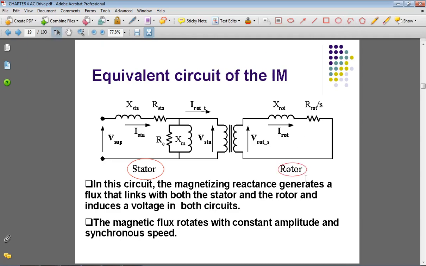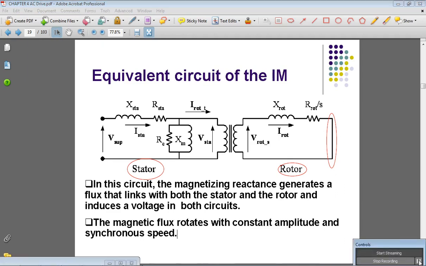The only difference is that on the rotor side, the end point is shorted. So this is the point that we shorted. So it can induce the voltage, and the rotor current can flow on the rotor side. So now the current starts to flow on the rotor side. In this circuit, the magnetizing reactance generates a flux that links with both the stator and the rotor and induces a voltage in both circuits. The magnetic flux rotates with constant amplitude and synchronous speed.